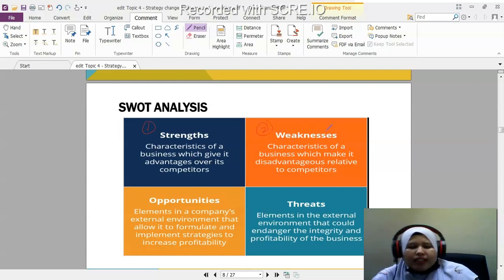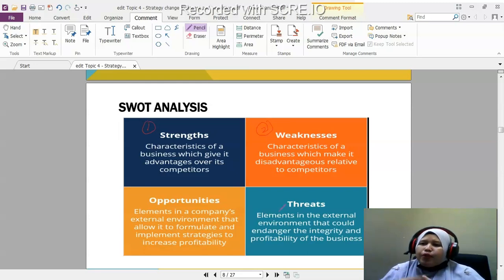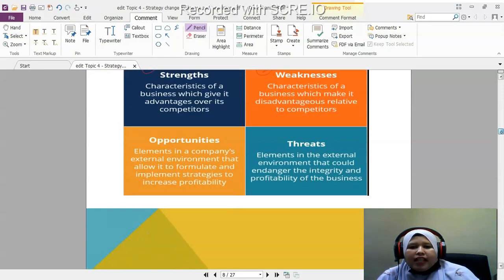The second one is weaknesses. What is the characteristic of a business which makes it disadvantageous relative to competitors? What is the most disadvantageous point, the weak point, if you compare with other competitors outside? So the third one is the opportunities.